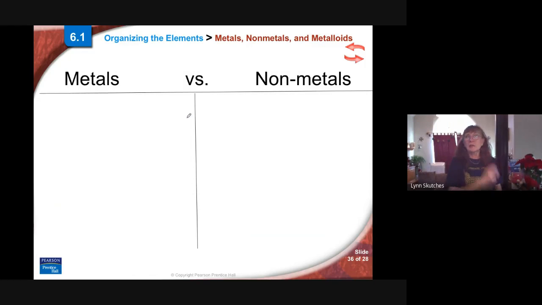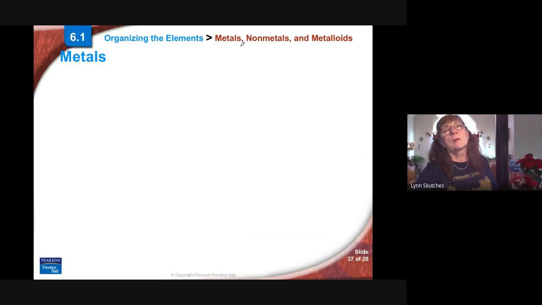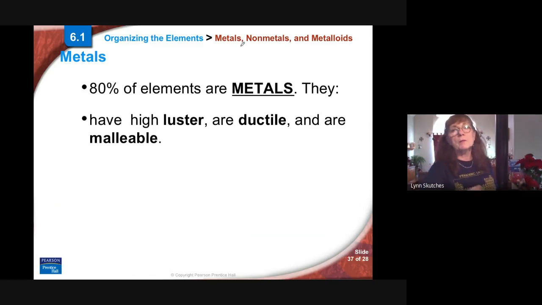Make a T-chart like this on your note sheet, or if you don't want to, that's fine, but make a list of the things that I'm going to give you going forward, okay? You're going to see really quickly that metals and nonmetals are basically opposites. Whatever a metal does, a nonmetal does the opposite. Okay? So metals, again, 80% of the elements are metals.